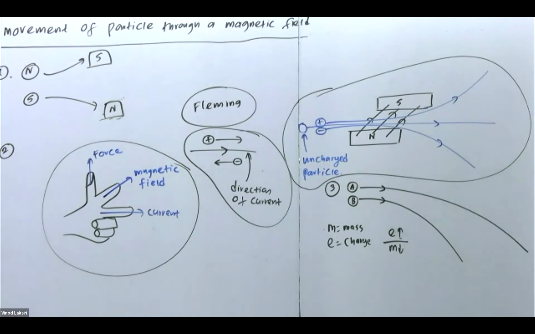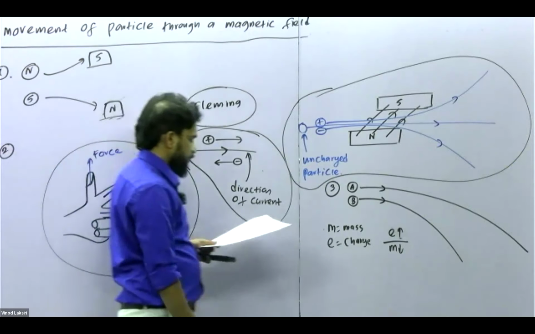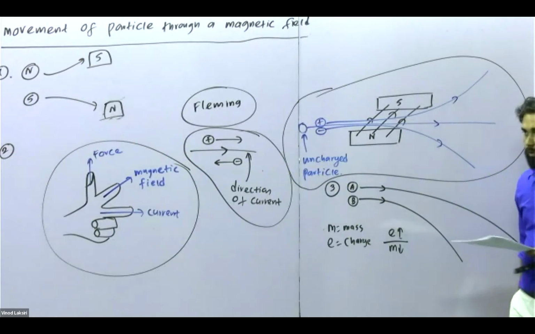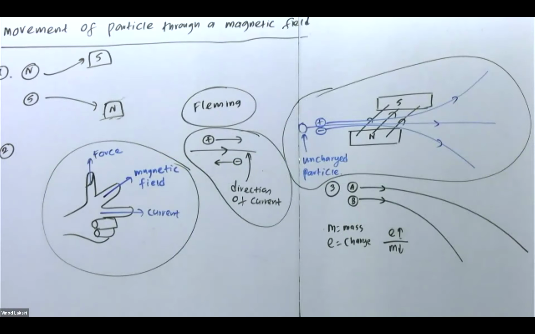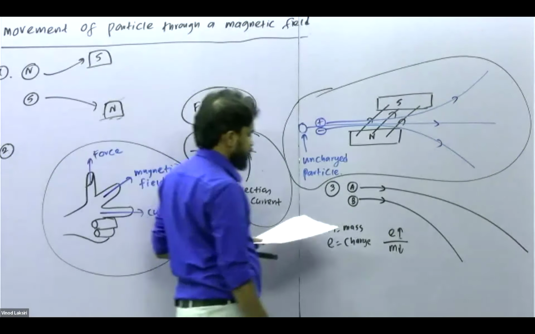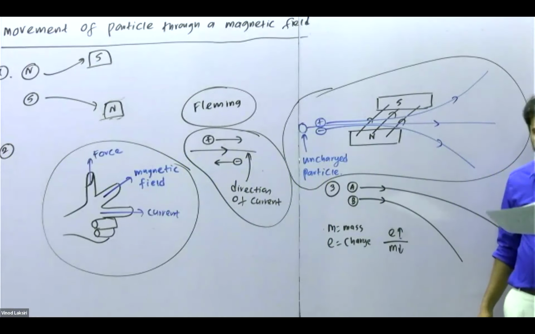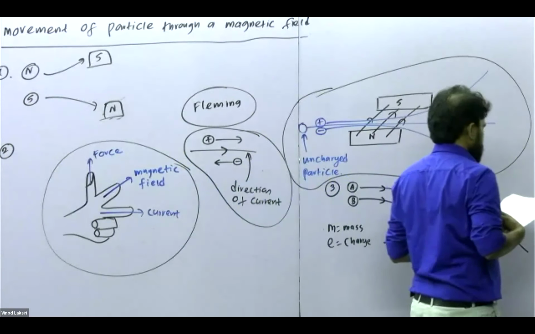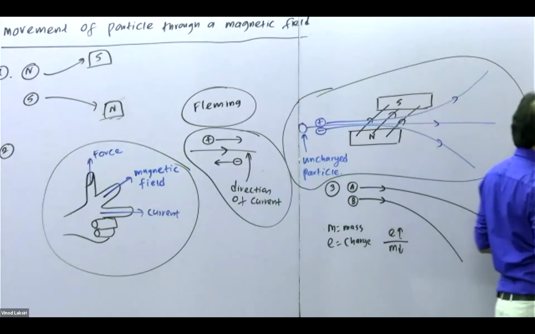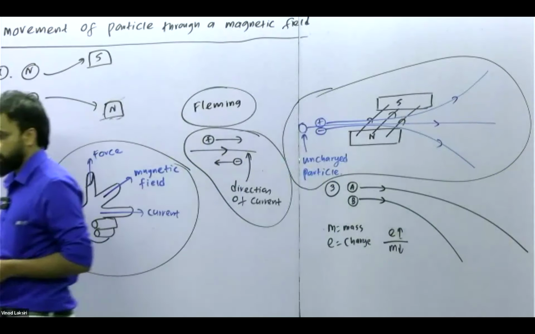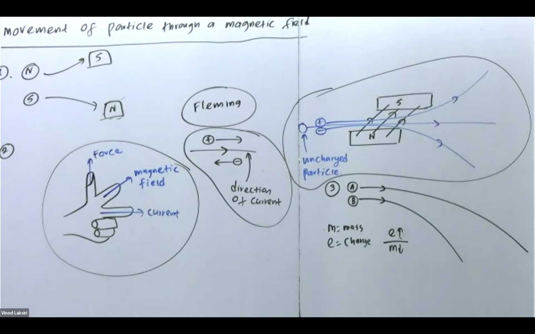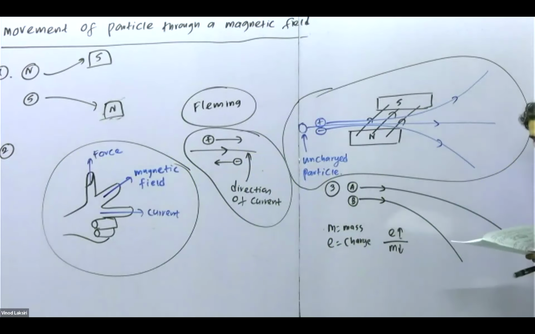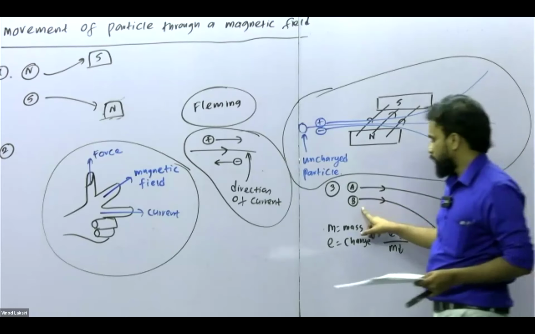Therefore, the magnitude of the deflection increases with increasing charge divided by mass ratio, that is, the charge to mass ratio. Right? Then draw these two pathways, A and B.